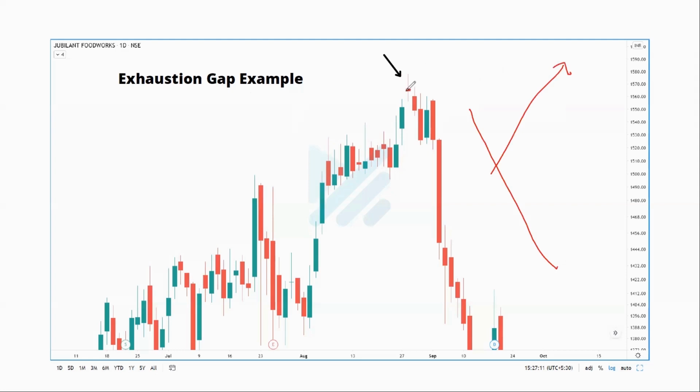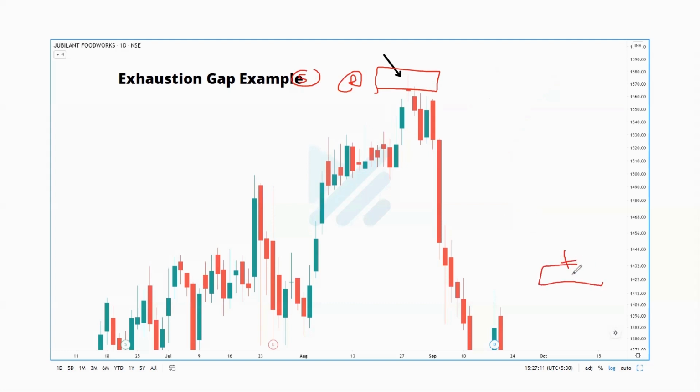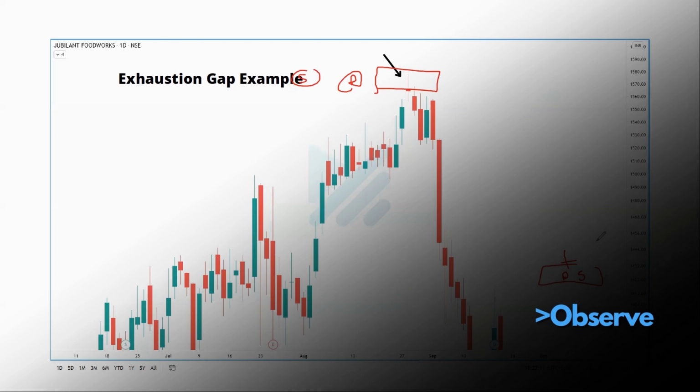Don't focus upon the color of the candle. It could be any color. The main focus is that it should look like a doji and the gap should be there. And if that happens at a key resistance level or a supply level, it can indicate a potential reversal, and if you find an exhaustion gap at a demand level or a support level, that can indicate a potential upside reversal. But to confirm that, you need to observe for some more time.